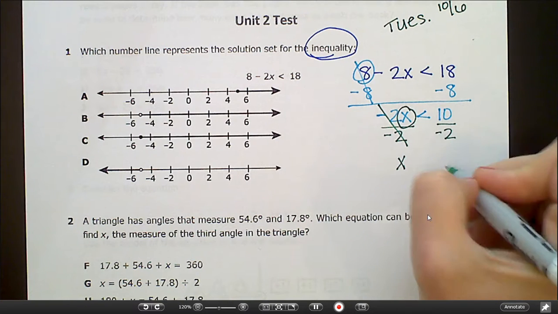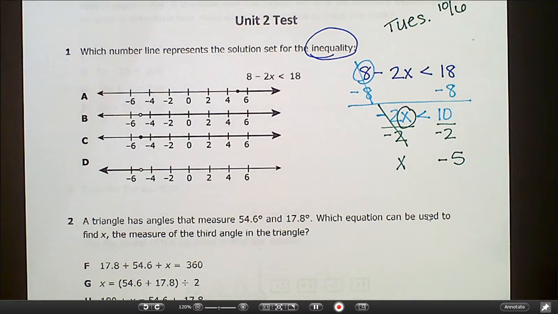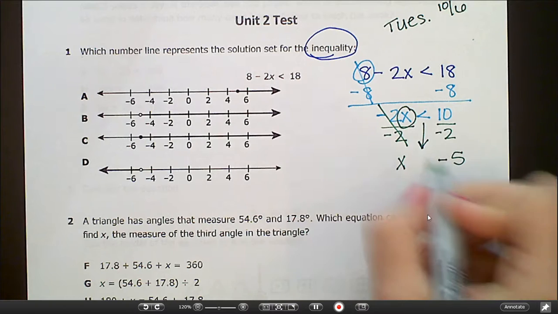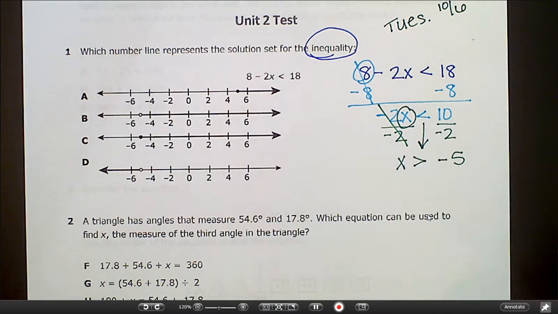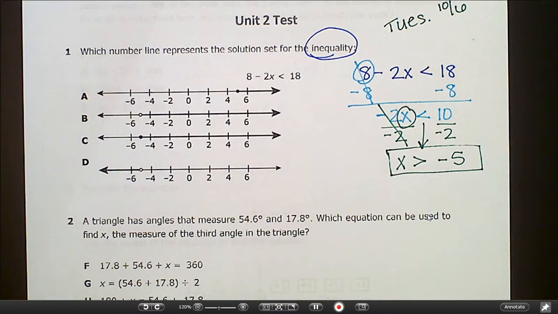So I have x over here. I know that if the signs are different when I'm dividing, the answer is negative. But look, whenever I divide by a negative number, I have to swap my sign. So I'm going to get x is greater than -5.